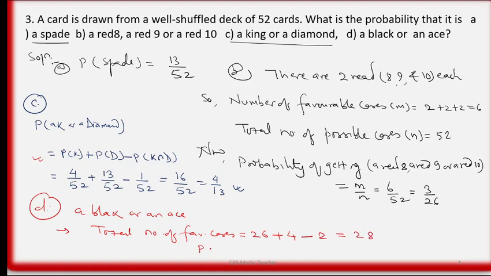So the probability of getting a black or an S: number of favorable cases, that is supposed to be m over n, 28 over total number of cases, which is 52 everywhere. That's why it is 7 over 13, the answer. So in this way we can solve this question number 3.